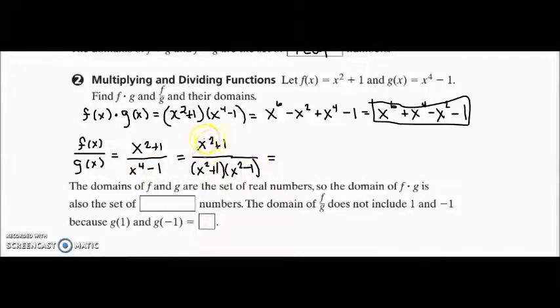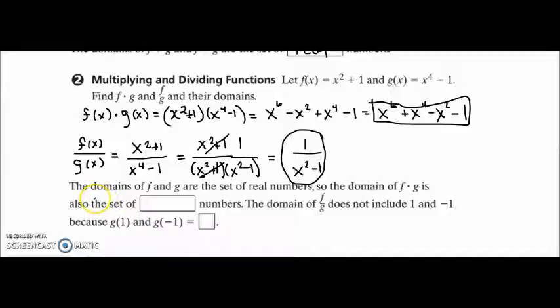And lo and behold, we have an x squared plus 1 up here and an x squared plus 1 down here. So those go away, and this just becomes 1 up here. So our final answer is 1 divided by x squared minus 1.